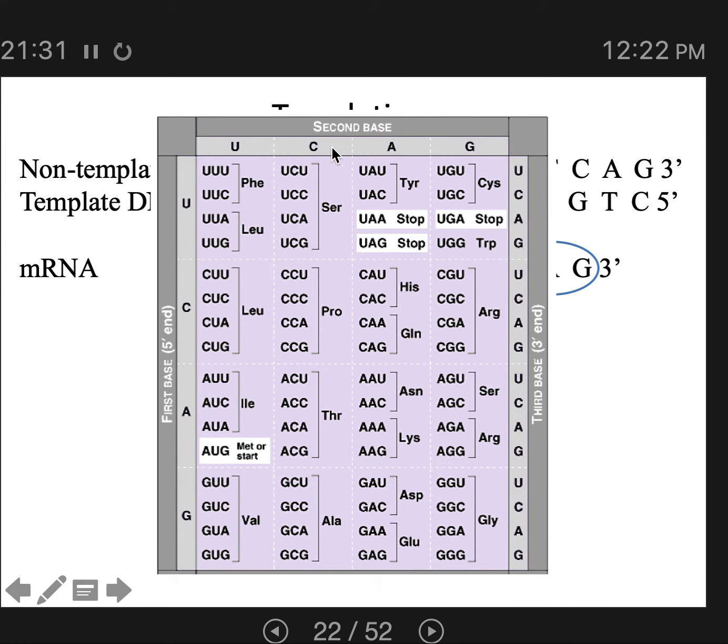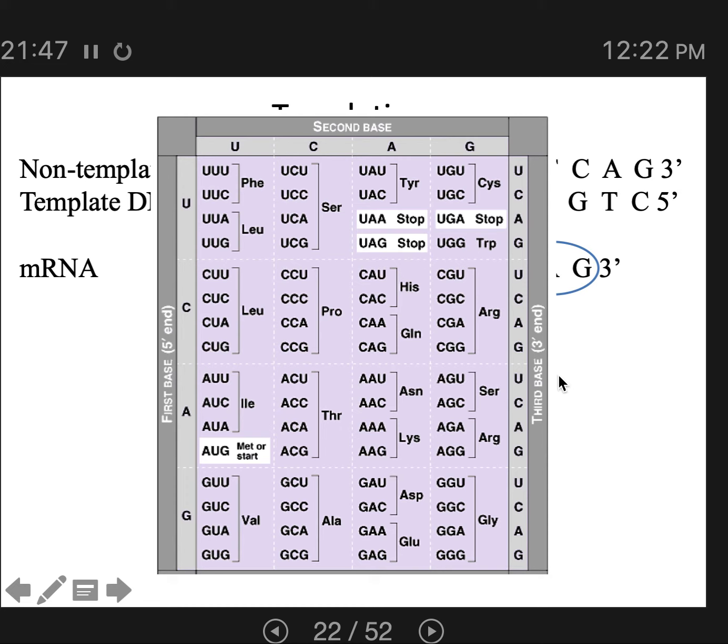So let's look at this codon chart. Okay, on this side you have G, A, C, U. This is for the first base, the first position in the codon. Well, we said it was AUG, right? So here's A. So we're going to look at A.